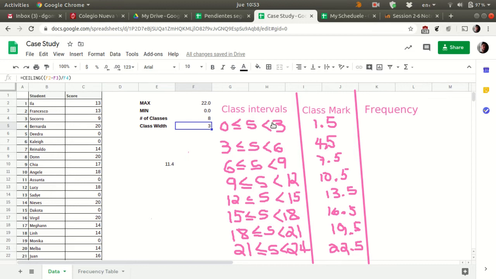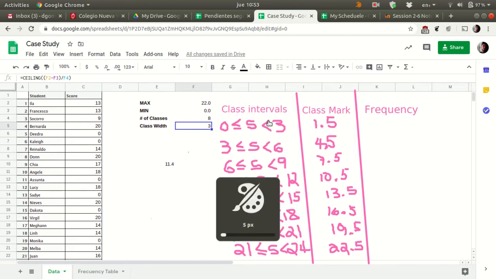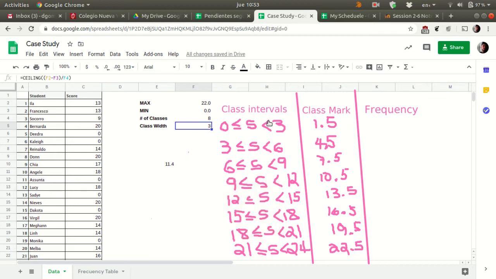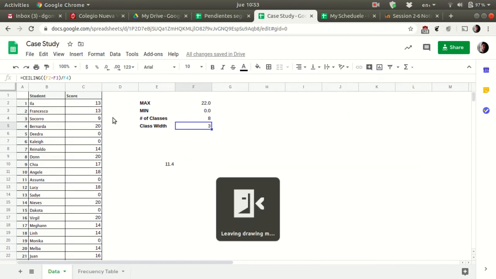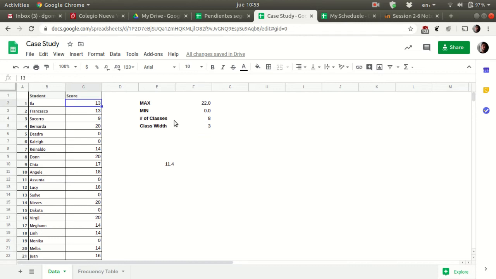All right, so I'm going to go down the list. And this is what you guys need to do in your notebook. I'm going to go down the list and color, highlight with a different color, all of the numbers that go into this interval. Okay, so that are greater than or equal to 0 and less than 3. Okay, so I'm going to do that now.